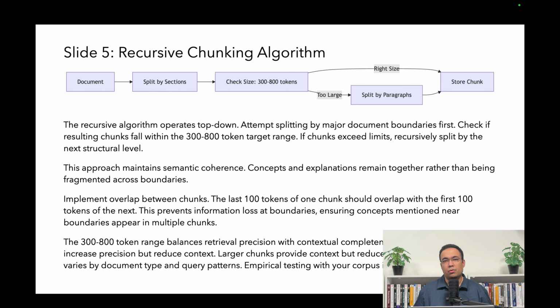Now let me walk you through how the recursive chunking algorithm operates. The algorithm works top down through document structure. It attempts the splitting by major document boundaries first, like chapters and sections. Then it checks if the resulting chunks fall within your target range of 300 to 800 tokens. If the chunks fit within these bounds, you store them. If the chunks exceed the upper limit, you recursively split by the next structure level down.